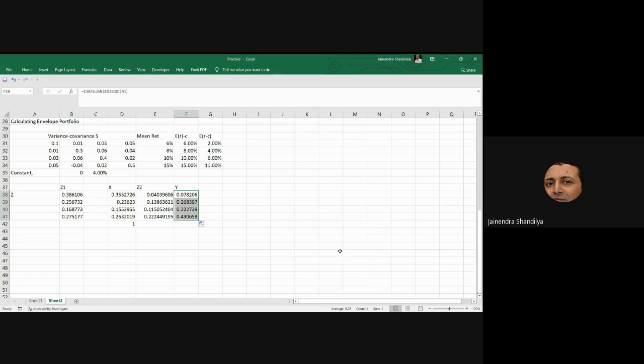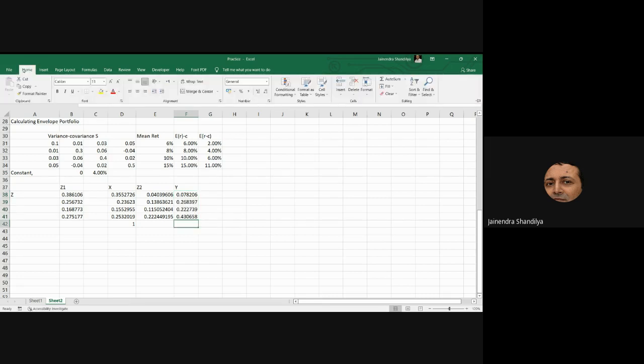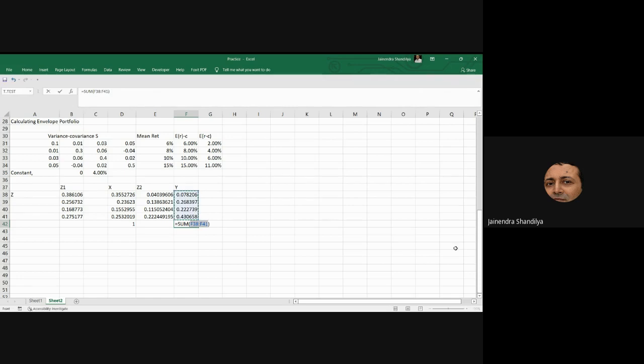So you have got this Y also. Now that you got X's and Y, again check whether it is summing to 1. If it's summing to 1, then it's fine. So this portfolio X and portfolio Y, these are two envelopes that you have got. Now that you have got these two envelope portfolios, you need to calculate their mean and return.